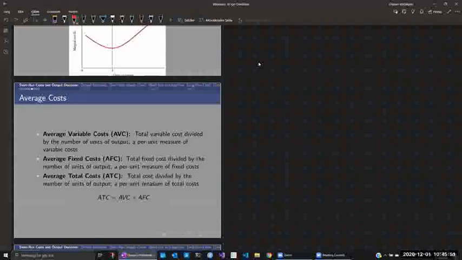Okay. So again, the total cost is equal to total fixed cost plus total variable cost. And in order to understand the average cost, we should just divide these by the level of production. So if I divide each by the unit of output, then what I get is the average total cost, or average cost. So let's say it's average total cost, which should be equal to average fixed cost plus average variable cost. Okay.